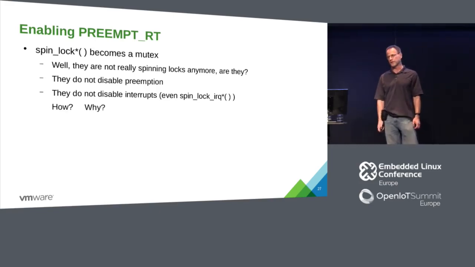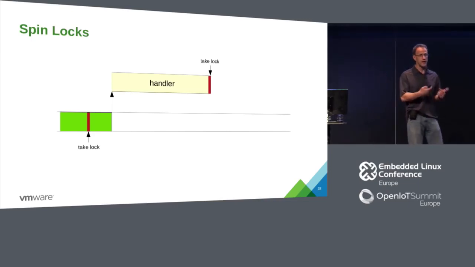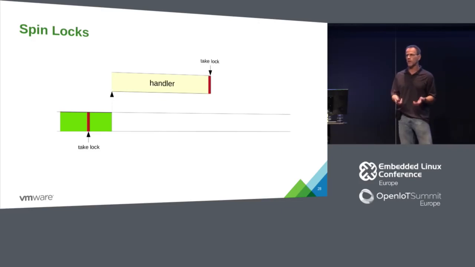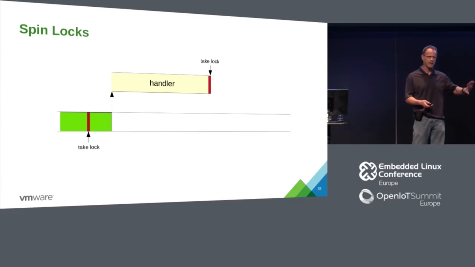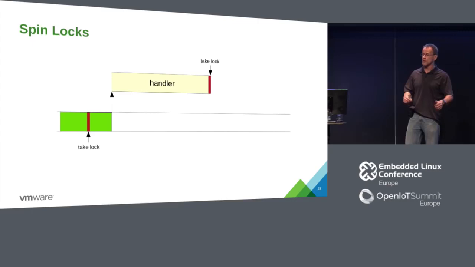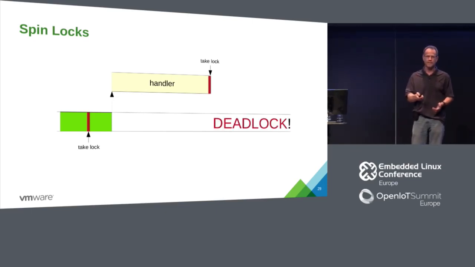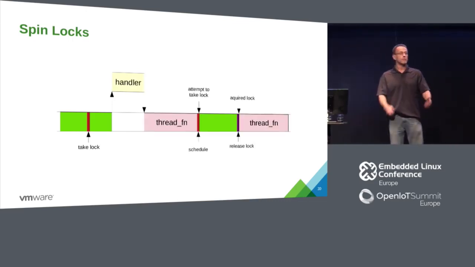So how do we do this? Why do we do this? Well, the reason why spin locks disable interrupts, if you do spin lock IRQ save or spin lock IRQ, is if you have a spin lock that's being shared between thread context and interrupt context. So if you were to take a lock and not disable interrupts, and your process gets preempted or interrupted by an interrupt, the interrupt handler runs, and it grabs the same lock, boom, deadlock. Don't want that. So this is why we don't need to disable interrupts, because everything's a mutex, everything's schedulable.